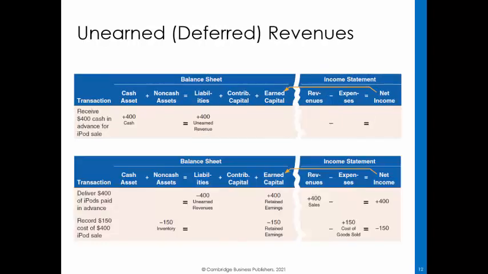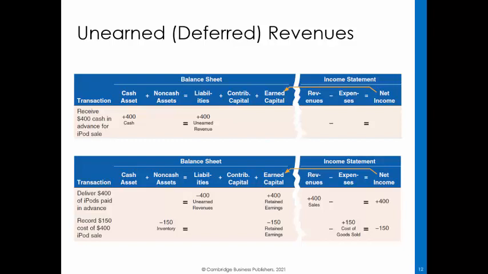The next entry is an example of an unearned or deferred revenue. In this case, we assume that Apple receives $400 cash from a customer as advance payment on a multi-unit iPod sale to be delivered next month. Apple must record cash received on its balance sheet, but cannot recognize revenue from the order until earned, which is generally when the iPod is delivered to the customer.